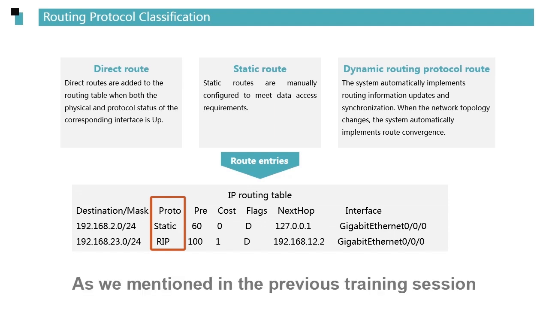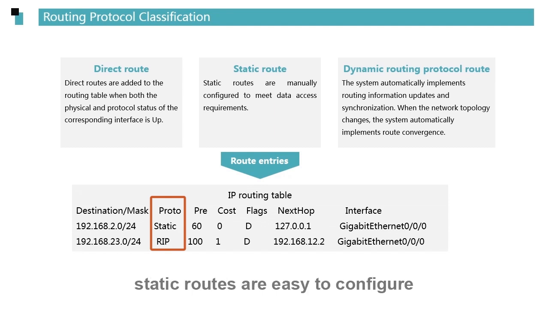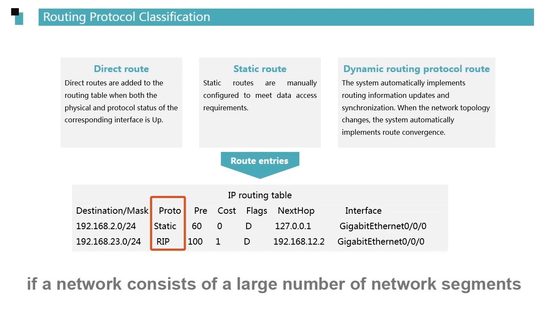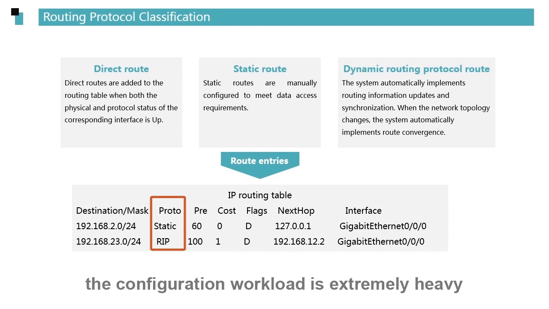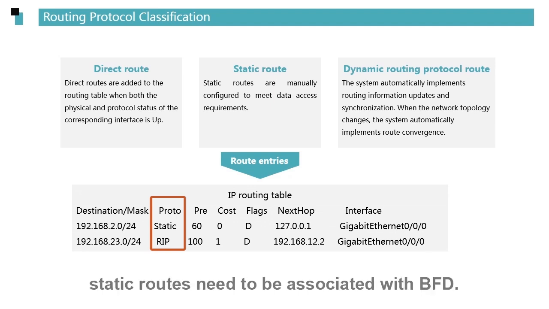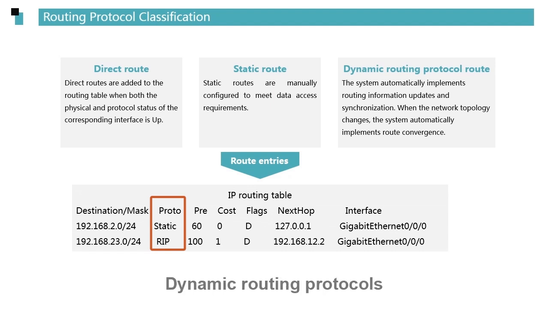Static routes. As we mentioned in the previous training session, static routes are easy to configure. However, each network segment requires a static route. If a network consists of a large number of network segments, the configuration workload is extremely heavy. What's more, static routes cannot dynamically respond to topology changes. To solve this problem, static routes need to be associated with BFD.